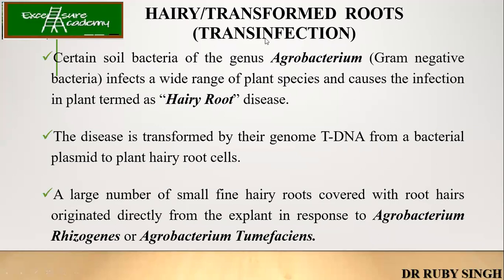It is also called transinfection. Now, why is it called transinfection? It will be clear from the following slides, because we actually use Agrobacterium. It's a gram-negative bacterium, which we use in order to infect the plant, and that's why the plant gets the hairy roots or the transformed roots. How exactly this is happening, we will learn in the following lecture.